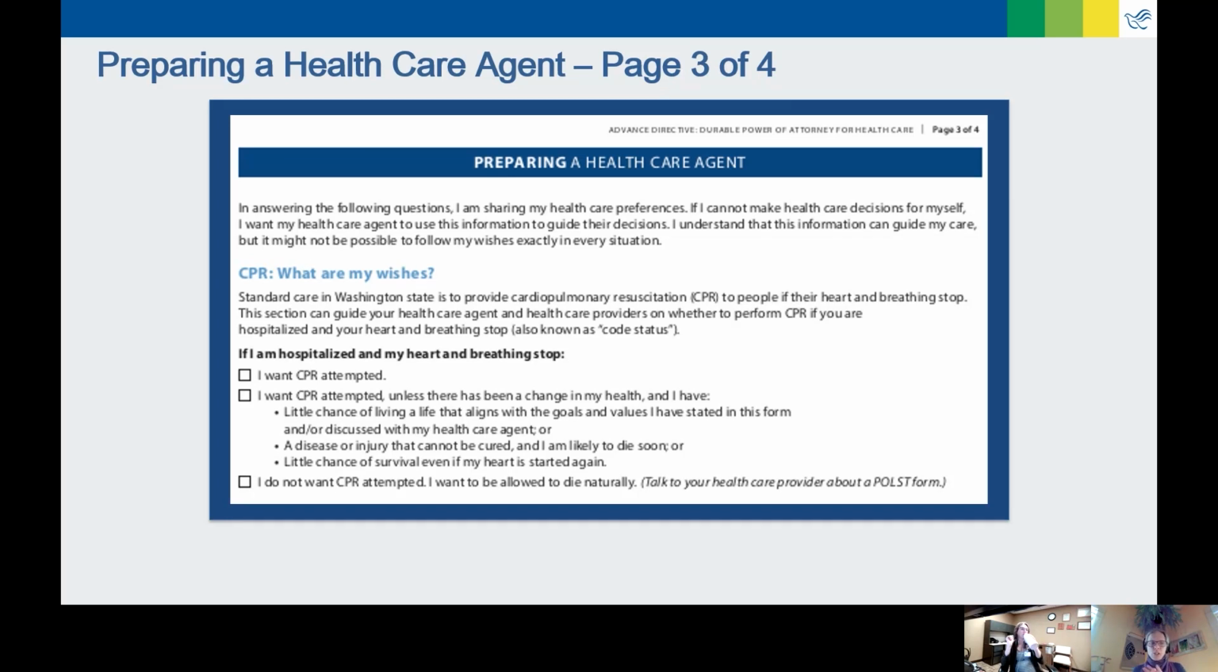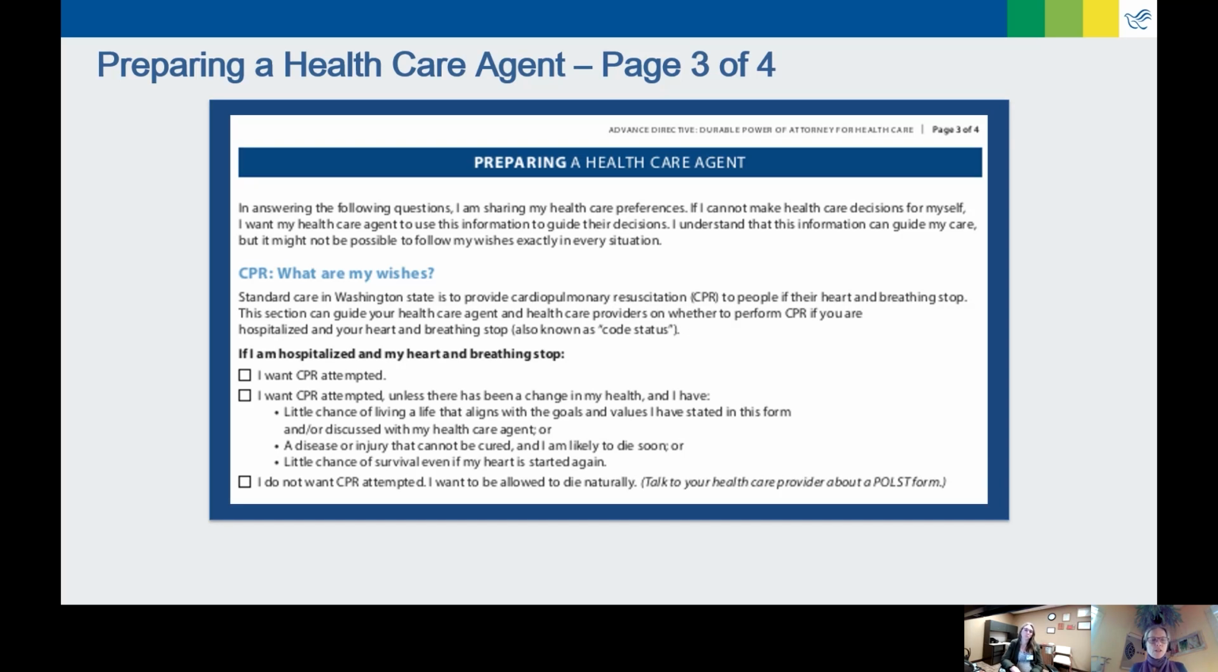The third box is, I do not want CPR attempted at all, ever, period. And so if we're reviewing these documents or we're helping somebody and they say, I don't want CPR at all, then we need to consider a POLST, which is an out of hospital medical order, which would guide emergency medicine, 911, to let them know that we do not want CPR. And then that document can also be used to guide that decision in the hospital. And we'll take a peek at the POLST in just a moment.